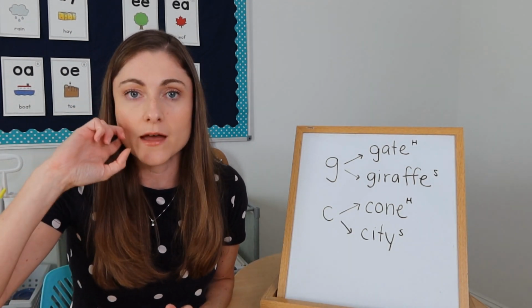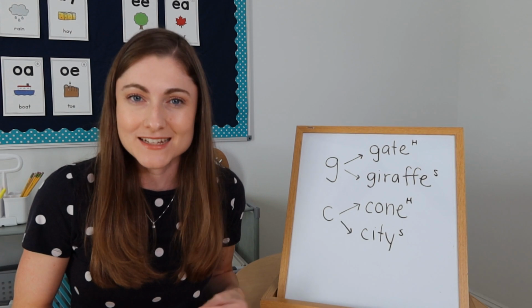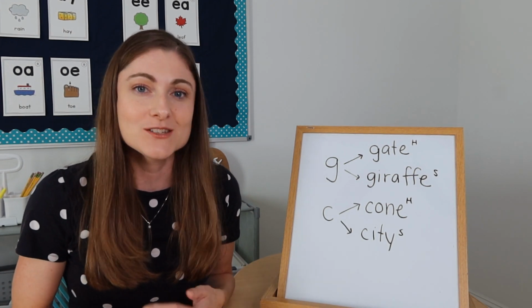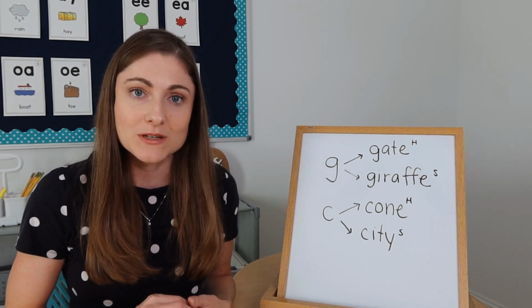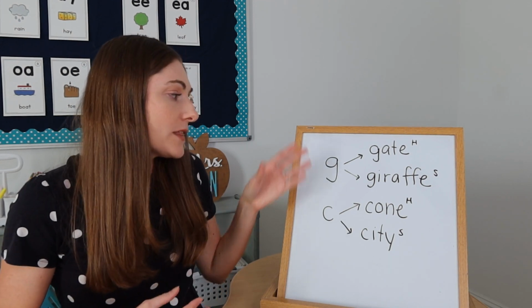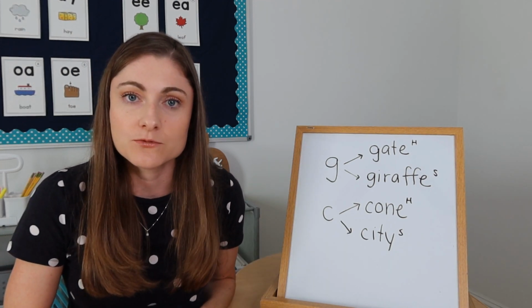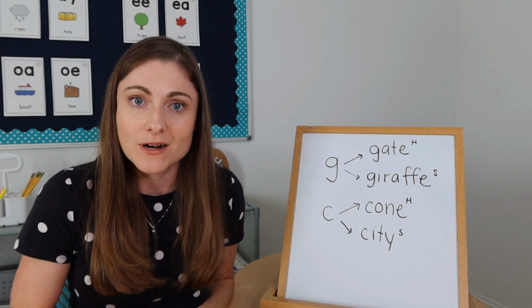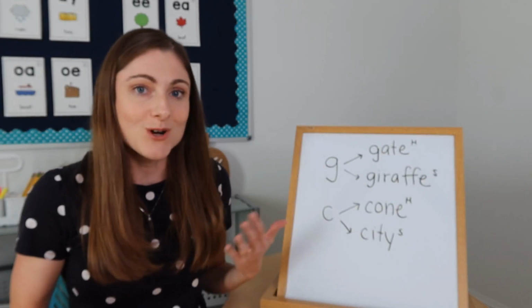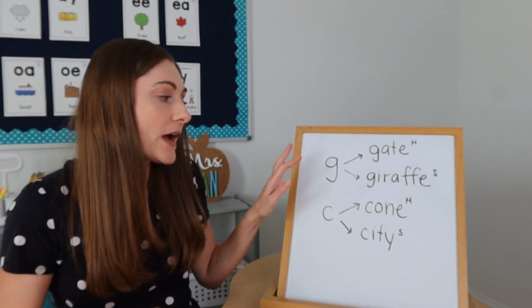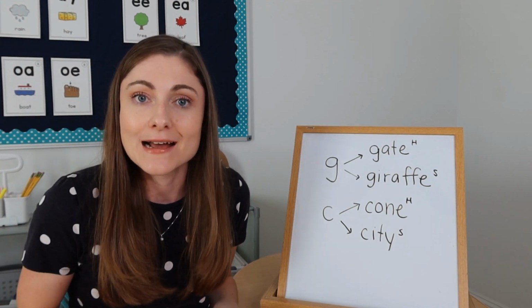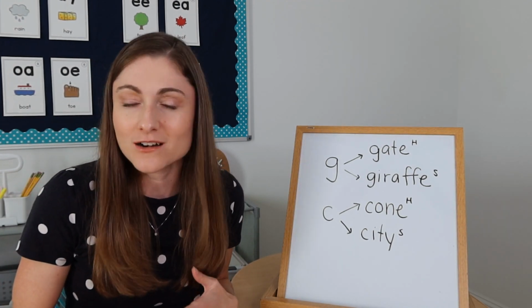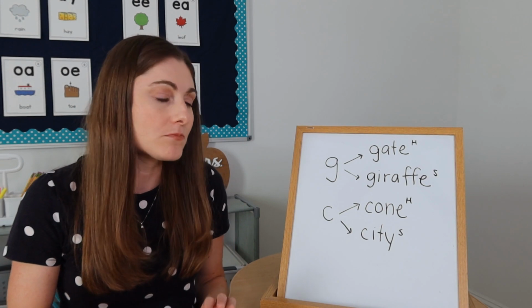I think it's important that we point out things that are surprising to kids or that conflict with what they've been taught, because then, by the time they're ready to really learn about hard and soft G and C, they're ready for it, right? They may even know some words with hard and soft G and C. So I don't hide the soft sounds per se in kindergarten. I just don't necessarily teach them.